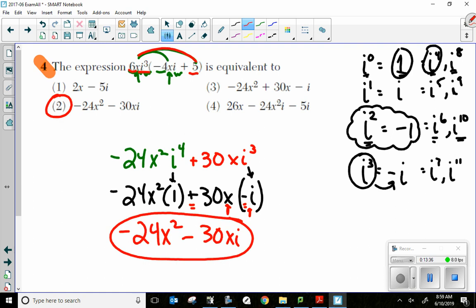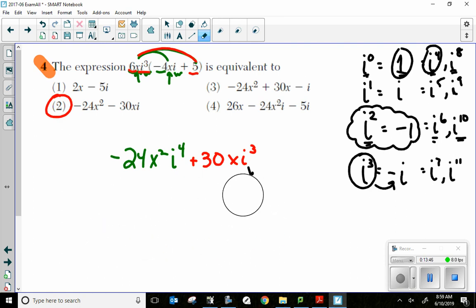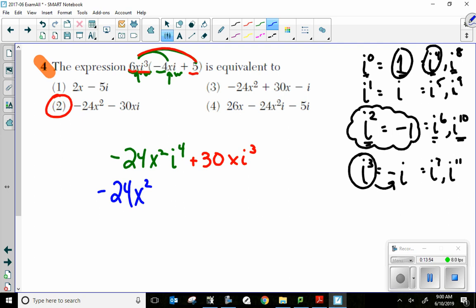Now, there is a second way we can do this. I'm going to erase this for 1 second here. You can say this is negative 24x squared. You can break this up. i squared times i squared gives you i to the 4th, doesn't it? If I multiply those two, isn't i squared negative 1? So that's like saying negative 1 times negative 1. What's negative 1 times negative 1? A positive 1.